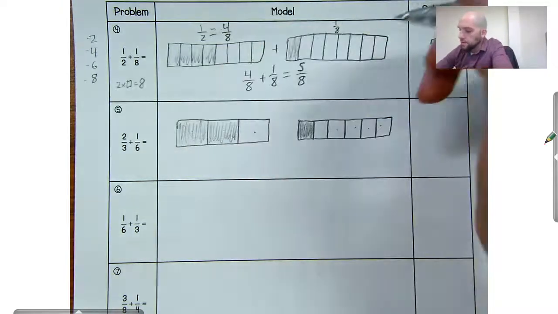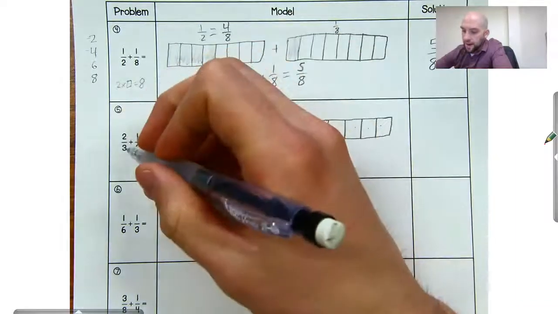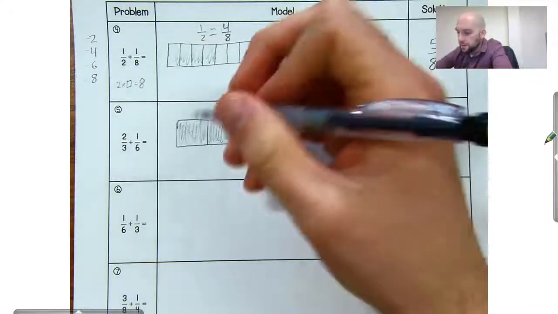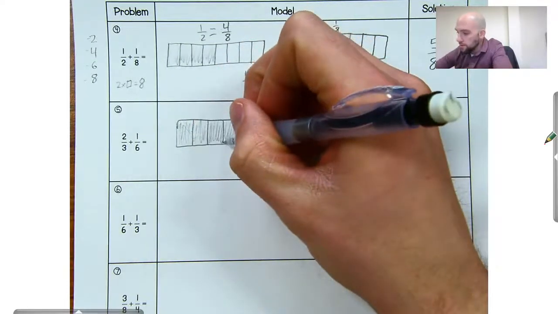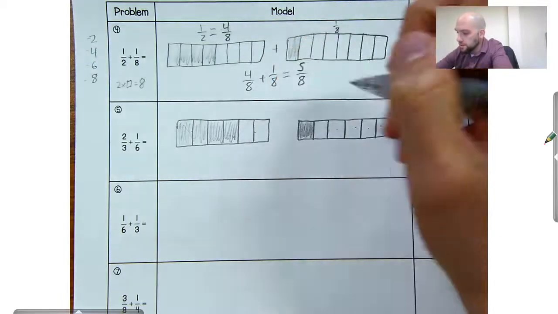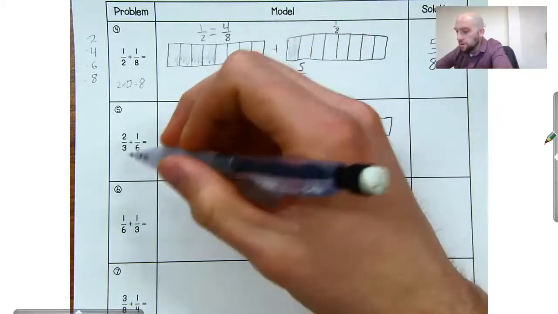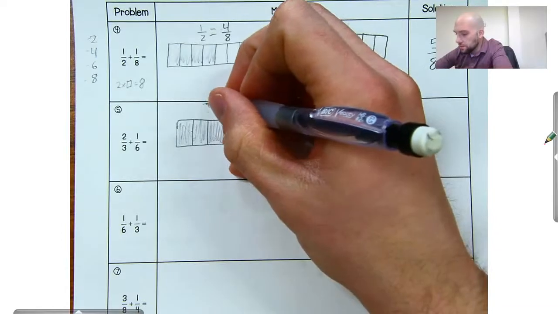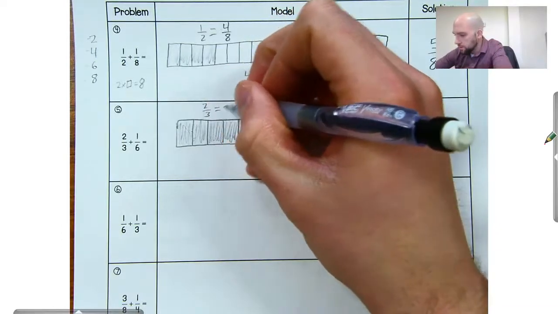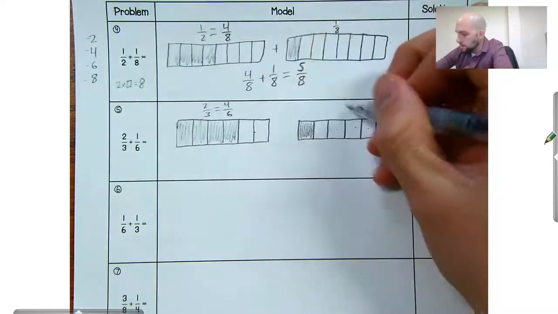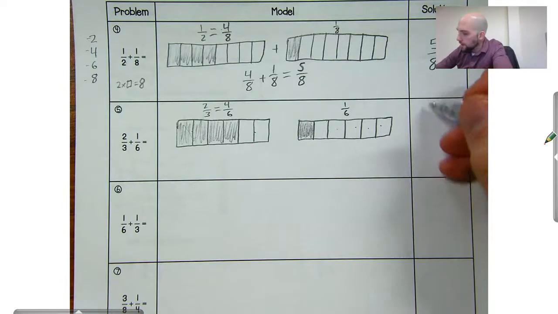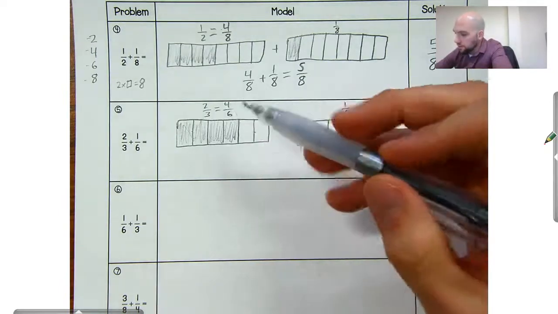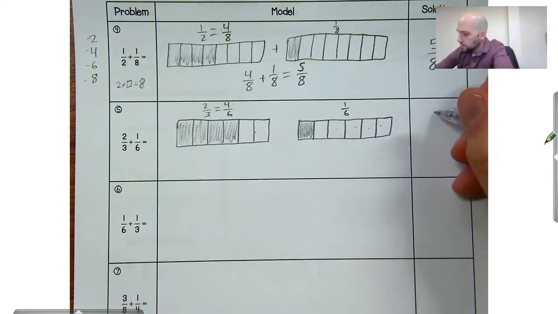So my 2/3, I need to make those into sixths. I know 3 times 2 is 6, so I need to make every one of these thirds into 2 sixths. And now I see that 2/3 is the same as 4 sixths. And this is 1/6. So I'll have 4 sixths plus 1/6 equals 5 sixths.